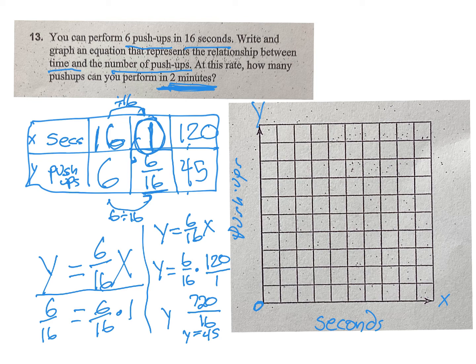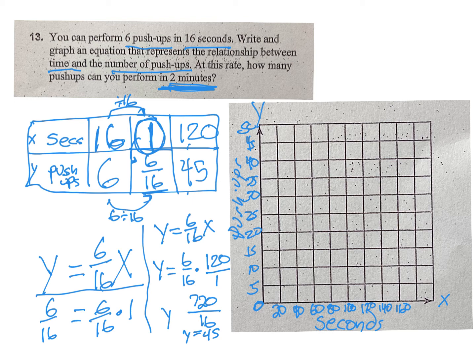Now I look at my seconds. I have 16, 120. Those numbers get kind of big. So I think I might do it by tens, maybe even by 20. Let's do 20s. So 20 seconds, 40 seconds, 60 seconds, 80 seconds, 100 seconds, 120 seconds, 140, 160. Okay, that'll be enough. Now, push-ups. 6/16, that's not even 1 push-up, and 45 push-ups. So I want to go from something up to 45 is my biggest number. So 5, 10, 15, 20, 25, 30, 35, 40, 45, 50.